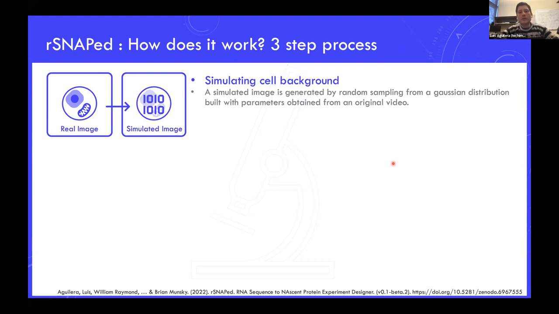But how does it work? Basically it's a 3-step process. It's a very simple simulation. The first step is to simulate the cell background. For this, we use real images without spots in the image.